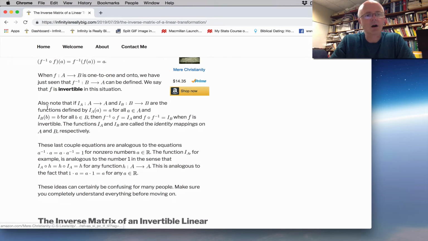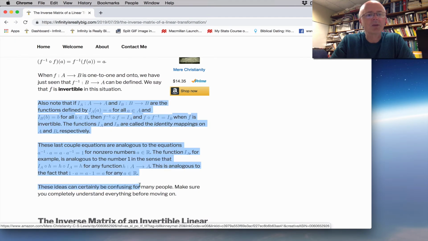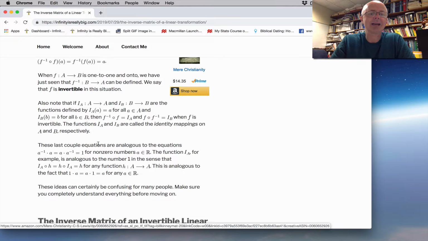This is also a couple hard paragraphs here. What I'm trying to emphasize is that function composition, first of all, is a binary operation.